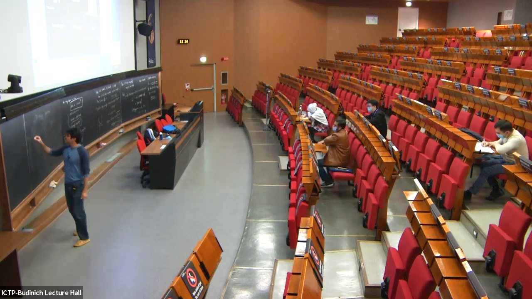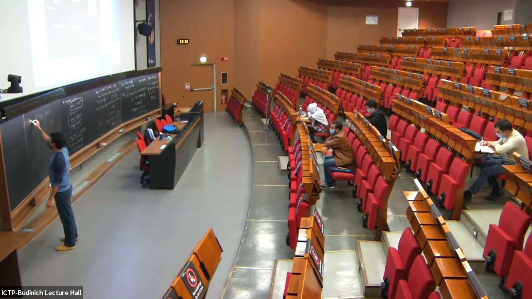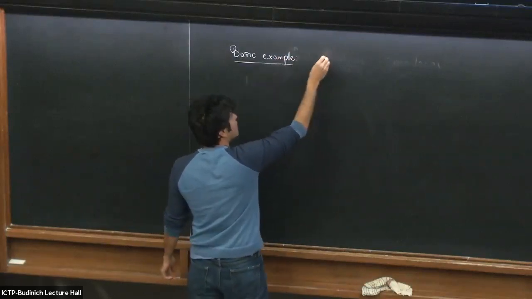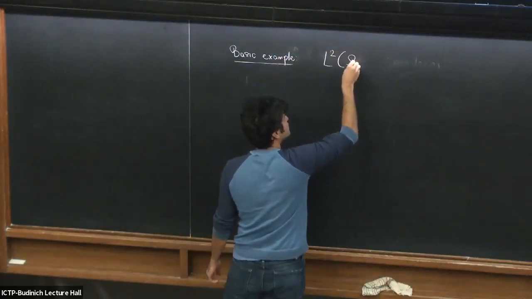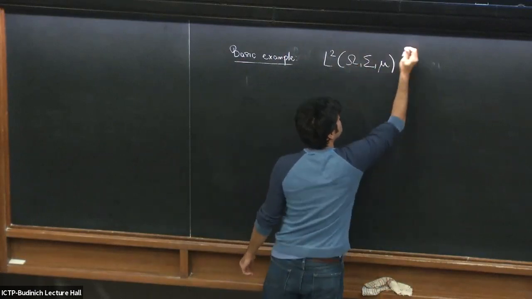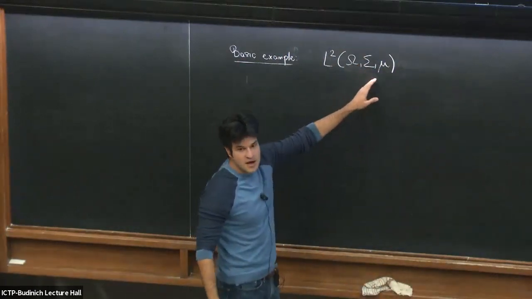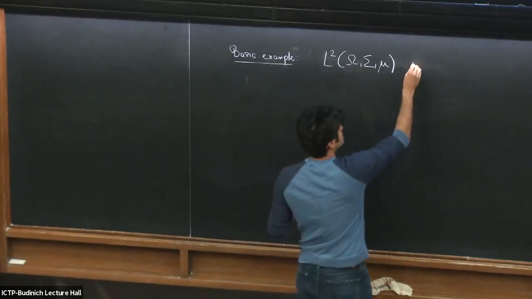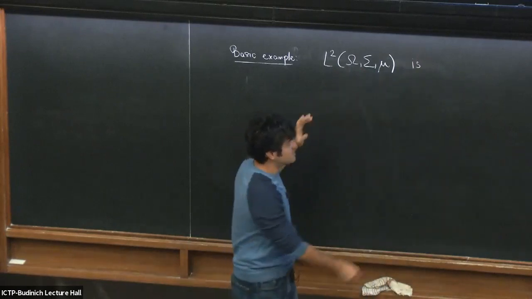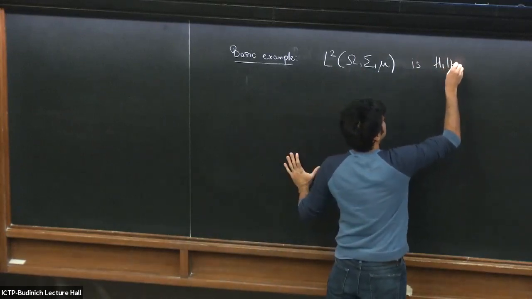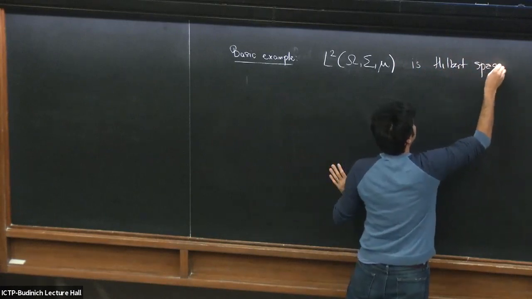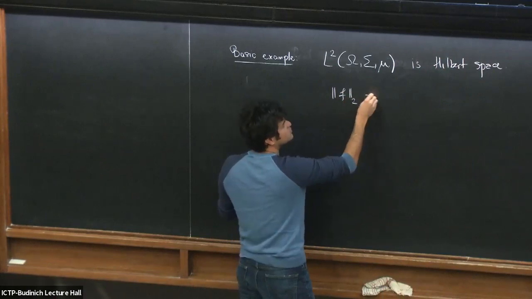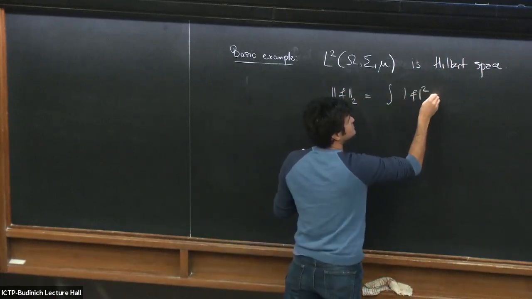So the basic example that you should have in mind, the basic example of a Hilbert space, is L2 of any measure space. If you have a set, a sigma algebra, and a measure, the space of functions that we call L2 is a Hilbert space, right? We have proved that this is a Banach space. And we have seen that we defined the norm L2 as being this, right?